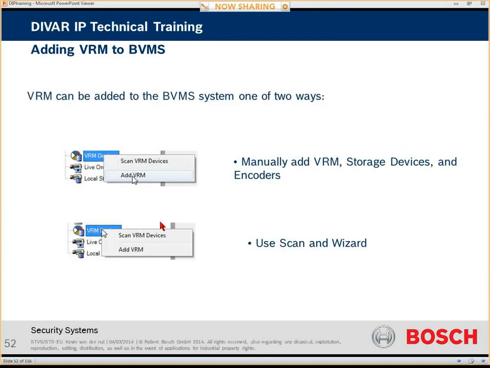Now then, finally, to start looking into recording into our system, we need to add a video recording manager into our BVMS system. And this can be done in 2 ways. The first one being manually adding a device, or again using the scan wizard to select them automatically from a drop-down list into our configuration.